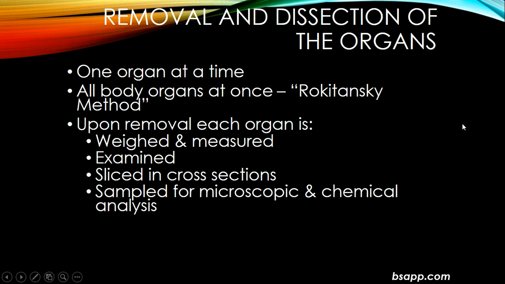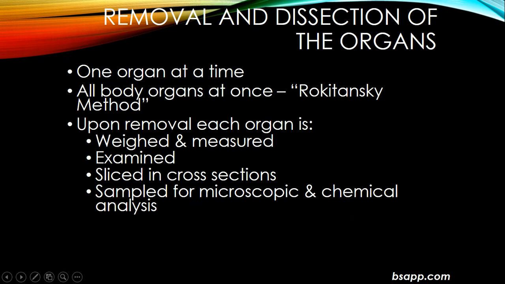So in the dissection, you're going to remove one organ at a time. There is another method to take all the organs out at once, but that's not as common as far as I understand. As you remove each organ, they're weighed and measured, examined for any abnormalities or injuries, and then they're sliced in cross sections. These cross sections give you an internal view of the organ to look for any internal abnormalities, but we also take samples from these cross sections to send off for microscopic analysis and chemical analysis.